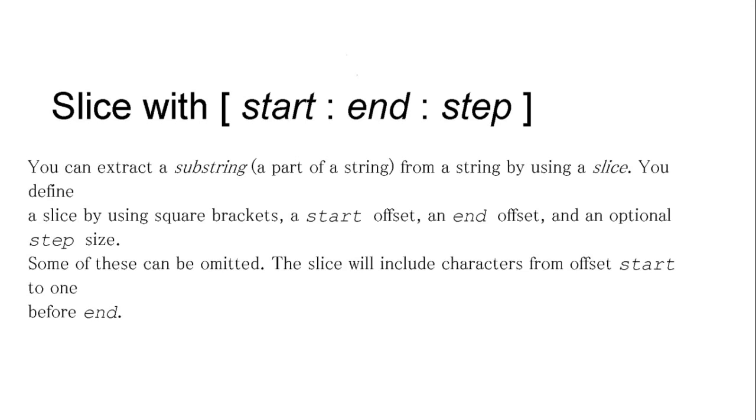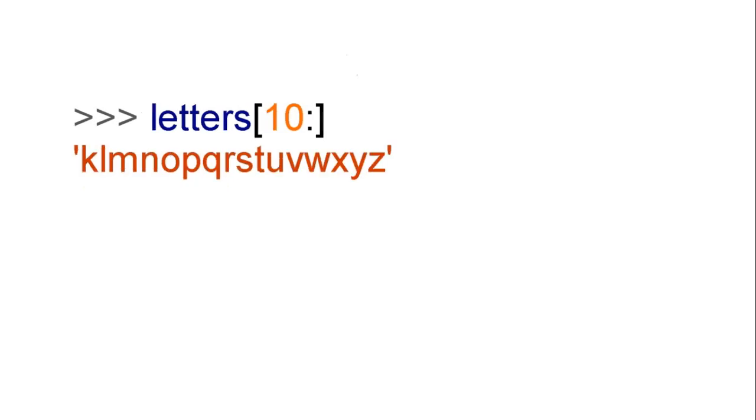If you do not specify a start, the slice uses 0. If you do not specify an end, it uses the end of the string. Let's make a string of the lowercase English letters. Using a plain colon is the same as 0 to the end of the string. Here's an example from offset 20 to the end. Now from offset 10 to the end.